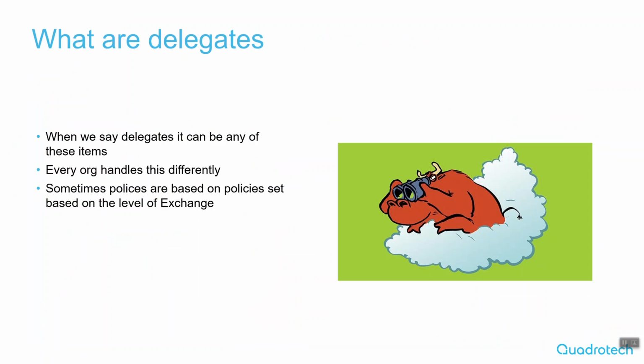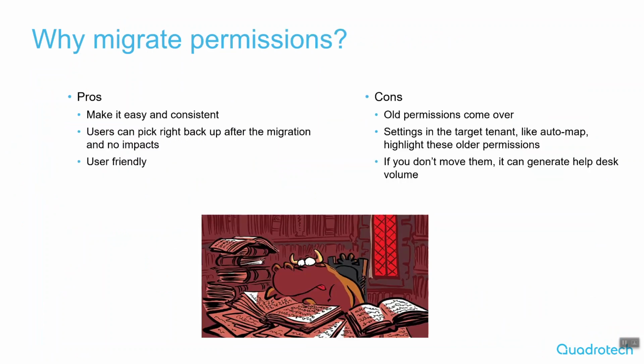At the end of the day, when we're migrating mailboxes from one place to the other, we are talking about how we are maintaining the process of users accessing other mailboxes, whatever it may be. So when we're doing a planned migration, we have to talk through all three of these scenarios and figure out what's going to move and what's not. The pros and cons. So obviously the pros of moving permissions is it's consistent, it's easy, users just pick right back up where they left off, and it's very user friendly.